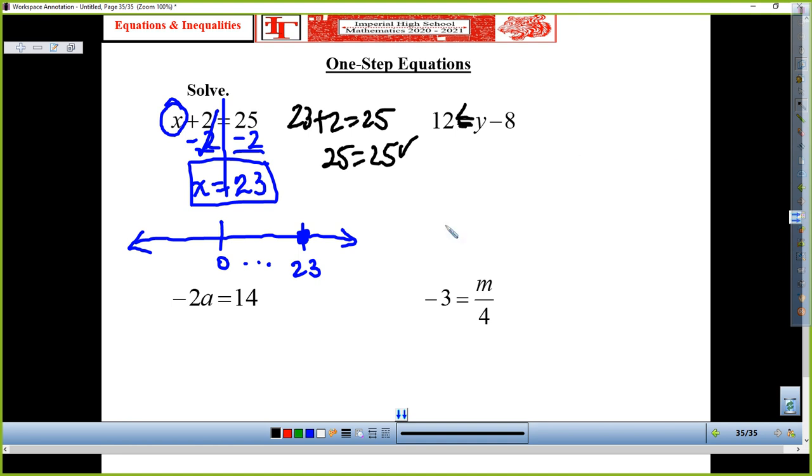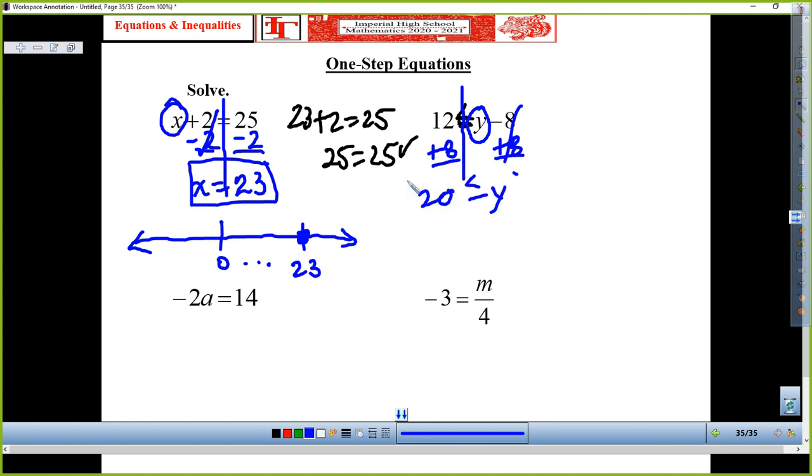So here we go. Can I simplify the right side? No. The left side? No. Next, isolate the variable. I need to leave y by itself. What's next to it? Minus 8. What is the inverse? Add 8. Add 8. We got 20 less than or equal to y. Alright, let's plot the solution for this.